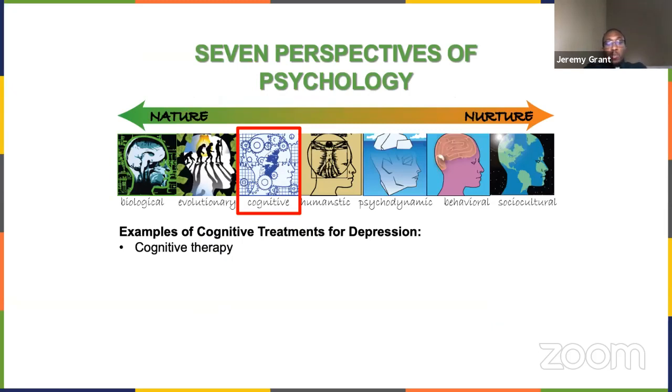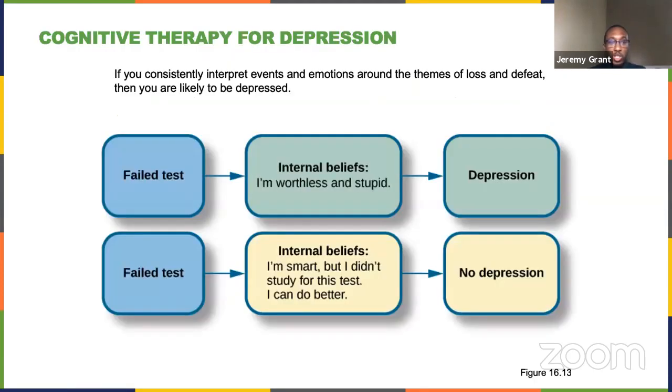Next, exploring some cognitive treatments for depression. So once again, when we say cognitive, we're talking about thinking. So cognitive treatments for depression focus on changing how people think. The belief is that how you think determines how you feel. If you have negative ways of thinking, then you will feel negatively.